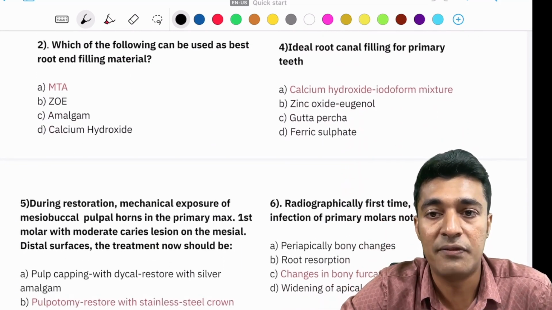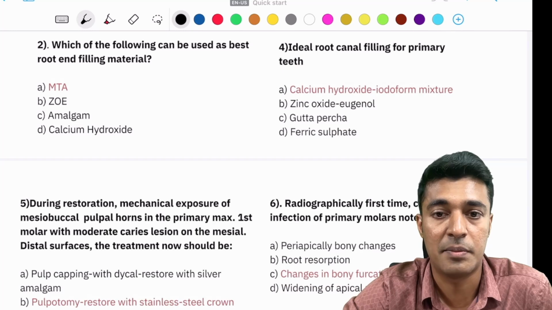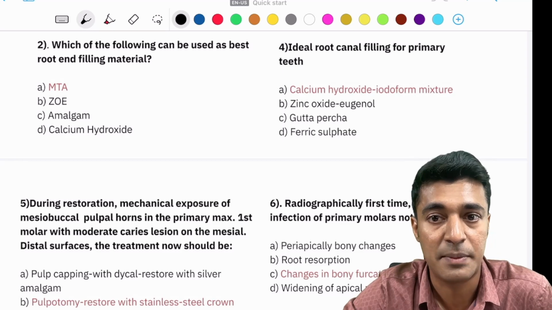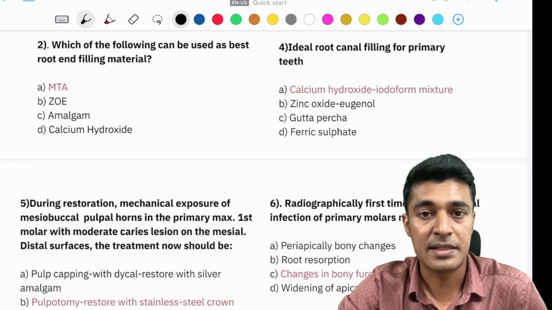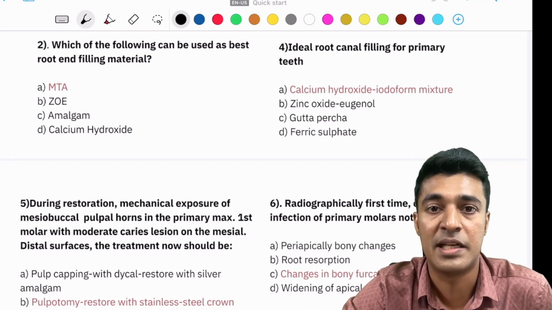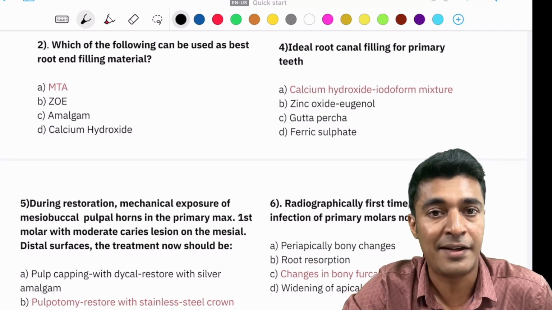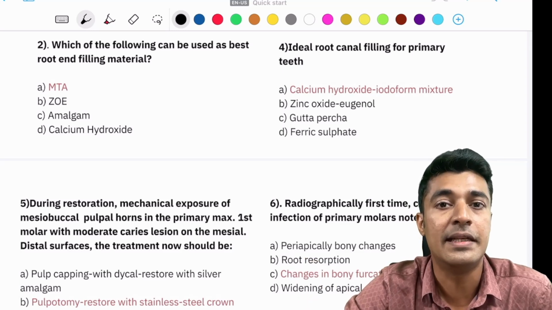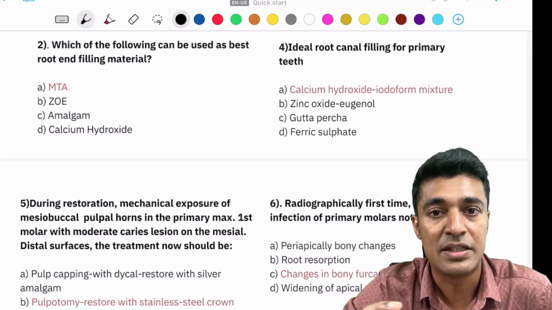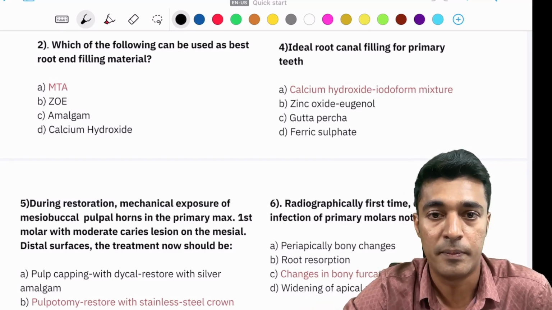The ideal root canal filling for primary teeth is which one? Calcium hydroxide iodoform, zinc oxide, gutta-percha, ferric sulfate. The ideal root canal filling material for primary tooth is calcium hydroxide plus iodoform because both have antibacterial properties, and their activity has a synergistic effect. And also iodoform provides the radio opacity that is required to be visible on the radiograph. And both of them are not toxic in any way, and both of them are capable of resorbing on their own.